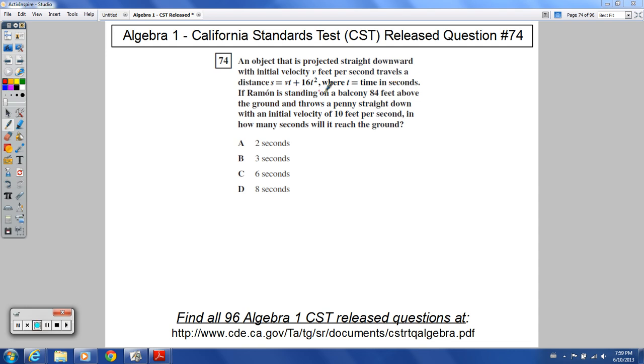If Ramon is standing on a balcony 84 feet above the ground and throws a penny straight down with an initial velocity of 10 feet per second, in how many seconds will it reach the ground?